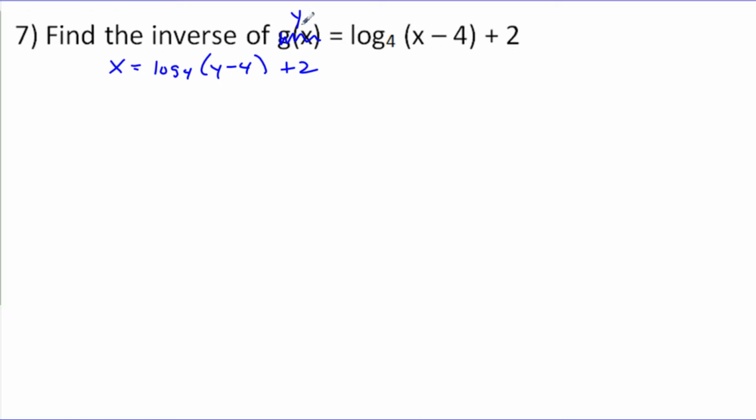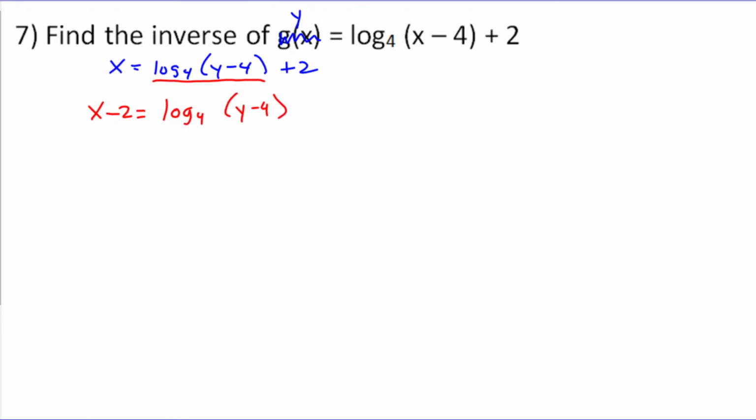Then we want to try to get y by itself again. The y in here needs to be by itself, so the very first thing I need to do is get the container of y, which is the log expression, by itself, by subtracting the 2 over. So I'm going to say x minus 2 is equal to the log base 4 of y minus 4.